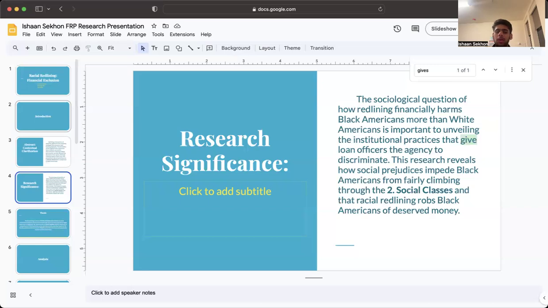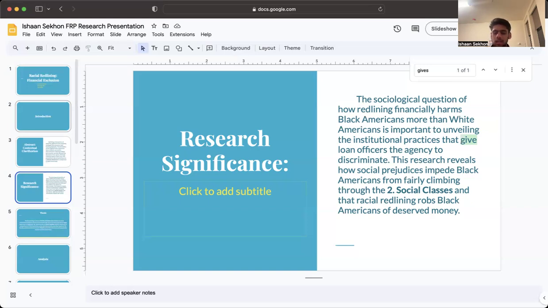So why am I discussing this topic? Why is this even important? Well, I hope to answer the sociological question of how redlining financially harms Black Americans more than white Americans, to unveil how institutional practices give officers the agency to discriminate.